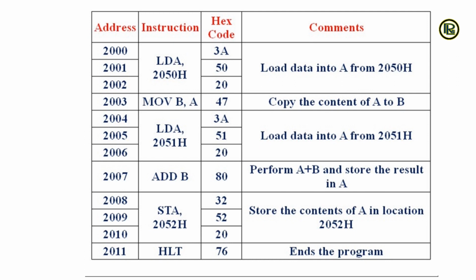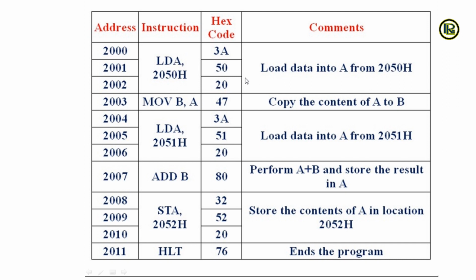In the left column I have taken the addresses. My starting address is 2000 and then I am increasing the address: 2001, 2002, 2003, 2004, 2005, 2006, 2007, 2008, 2009, 2010, 2011. So the program will be written like this. First of all, the mnemonic or instruction is LDA 2050H and the corresponding hex code is 3A 50 20.